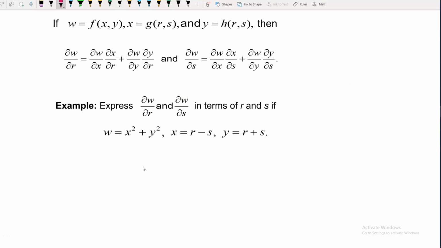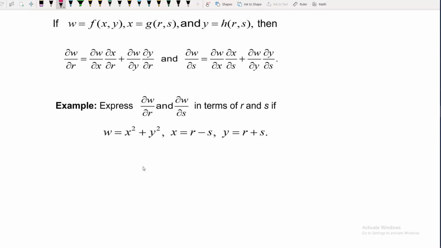If w equals f of x, y, x equals g of r, s, and y equals h of r, s, then the partial derivative of w with respect to r is equal to the partial derivative of w with respect to x times the partial derivative of x with respect to r, plus the partial derivative of w with respect to y times the partial derivative of y with respect to r. And the partial derivative of w with respect to s is equal to the partial derivative of w with respect to x times the partial derivative of x with respect to s, plus the partial derivative of w with respect to y times the partial derivative of y with respect to s.